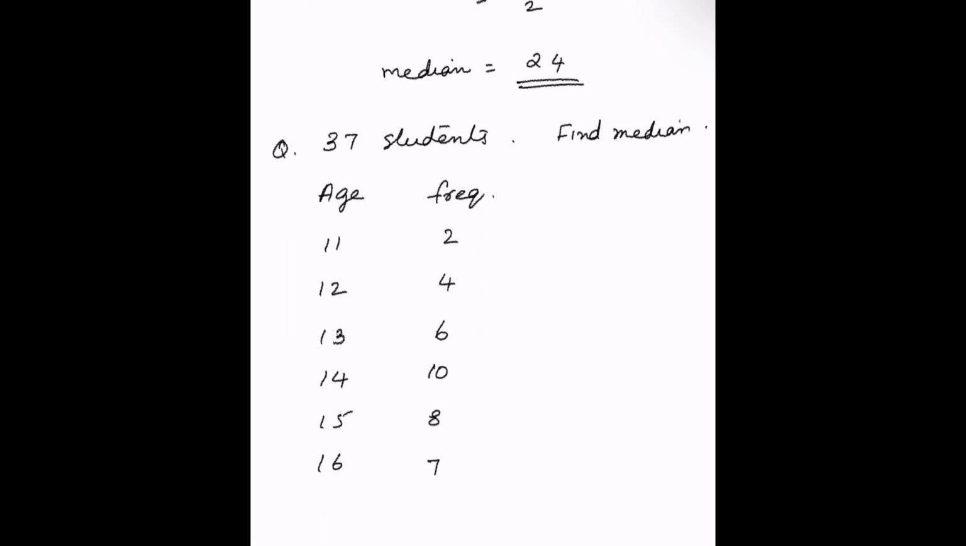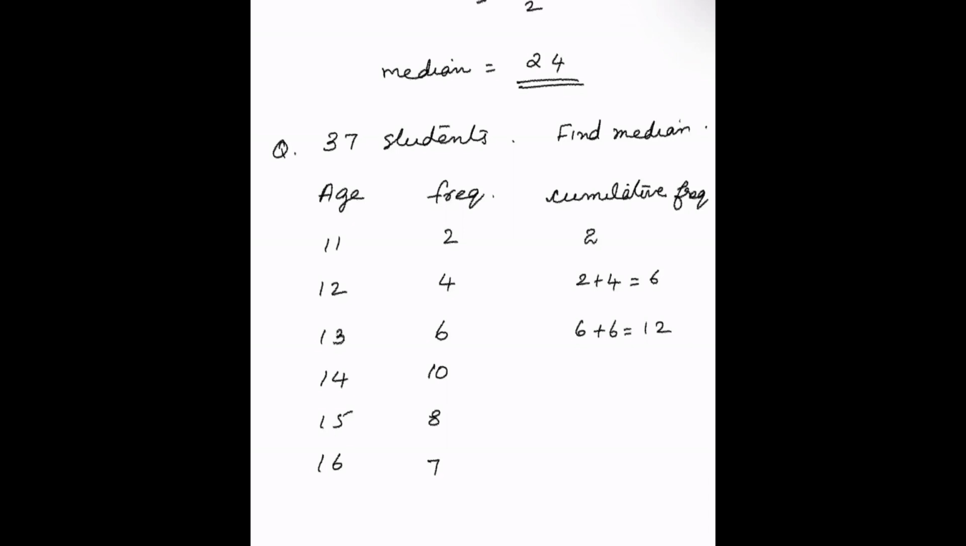So whenever you need to calculate the median for tabulated information, you need to calculate the cumulative frequency. And what is meant by cumulative frequency? You just need to keep adding from the top. Against 11 years, frequency is 2. Against 12 years, it will be 2 plus 4, which is 6. Next one is 6 plus 6, which is 12. So you keep on adding with the next frequency like that.